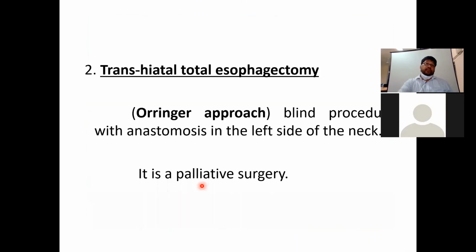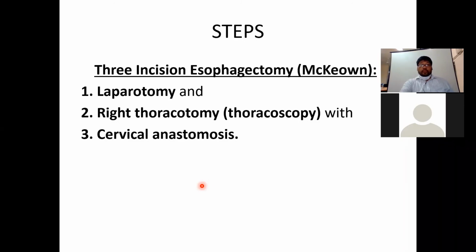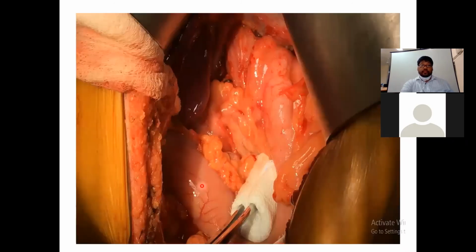And next to that, we have the transhiatal total esophagectomy. So here, without opening the thorax, we remove the entire esophagus through the hiatus. So it is a blind procedure, and the anastomosis here is done in the neck. So this is known as Orringer's approach. So these steps we already know.